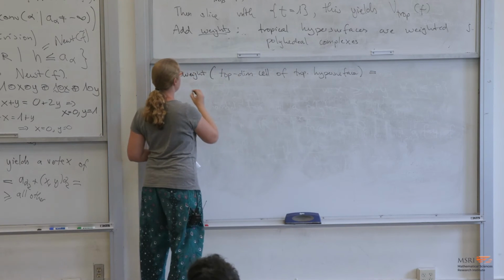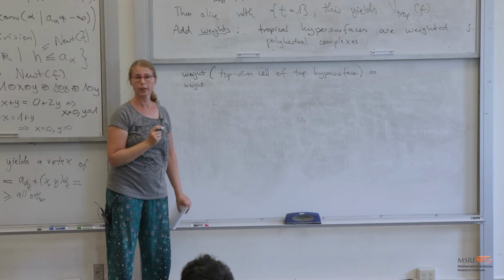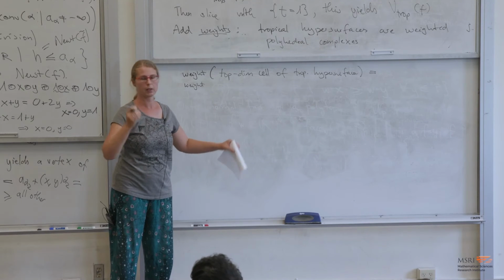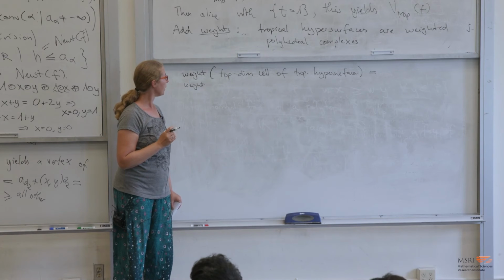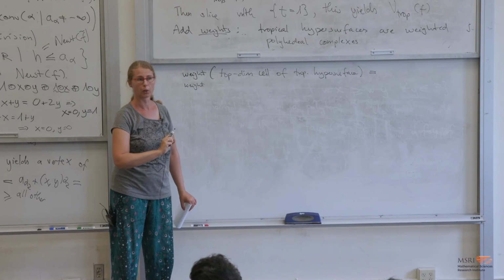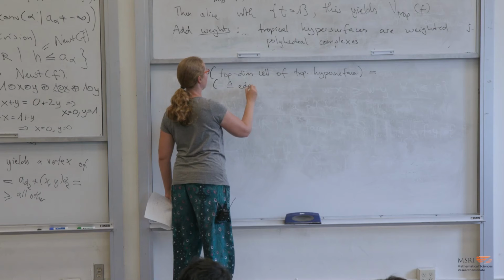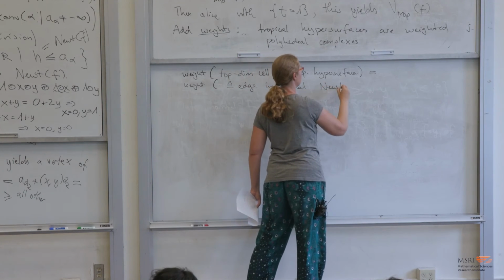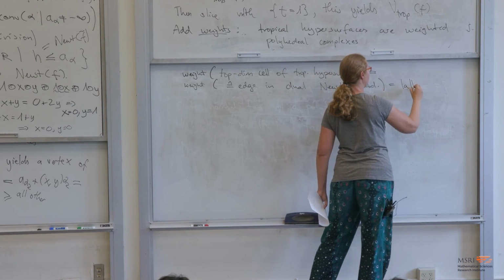So the top dimensional cell of a tropical hypersurface is a codimension 1 cell in the normal fan of the Newton polytope, or extended Newton polytope if you want. A codimension 1 cell in the dual fan comes from an edge of the polytope. Yeah? So that you can view this as the weight of the corresponding edge in the dual Newton subdivision. And we define it to be the lattice length of this edge.